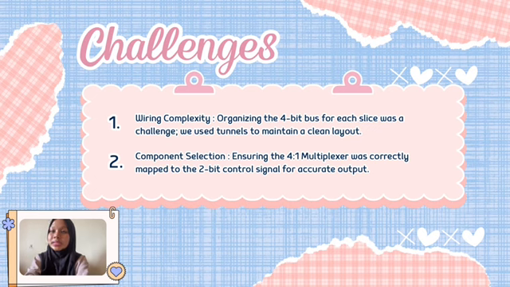Second, component selection. We also faced issues with the multiplexer. Ensuring the 4-to-1 multiplexer was correctly mapped to our 2-bit control signal was tricky. We had to test it multiple times to ensure the selector was connected to the right points.